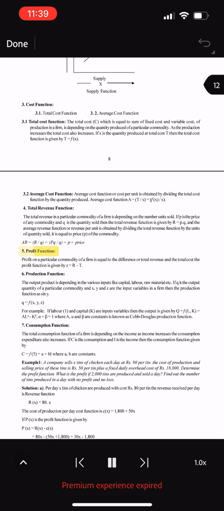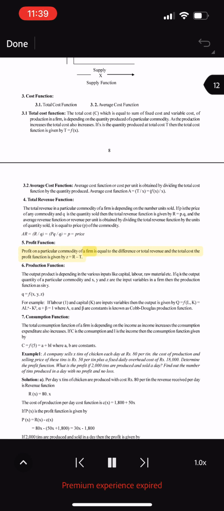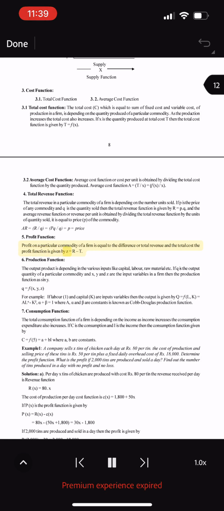5. Profit function. Profit on a particular commodity of a firm is equal to the difference between total revenue and total cost. The profit function is given by Z = R - T.